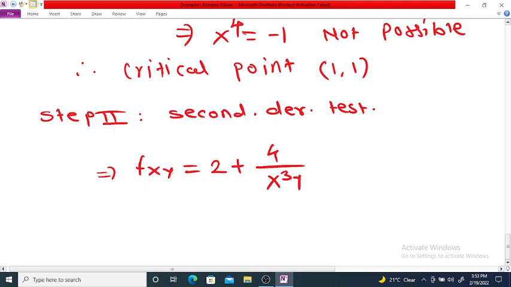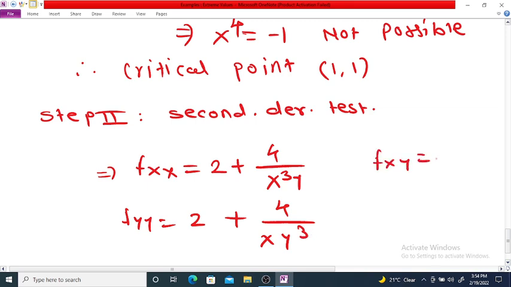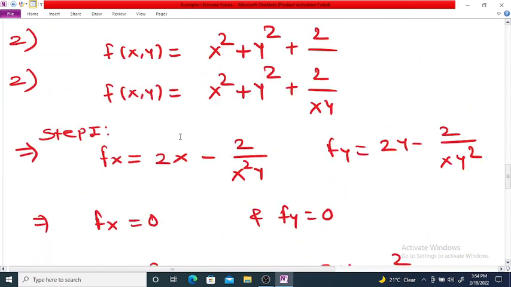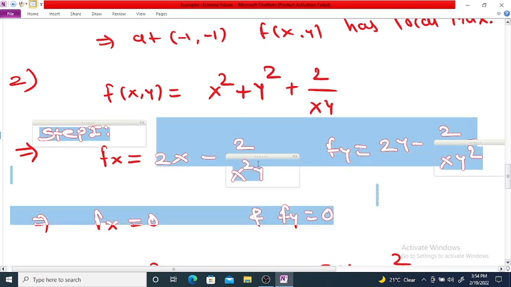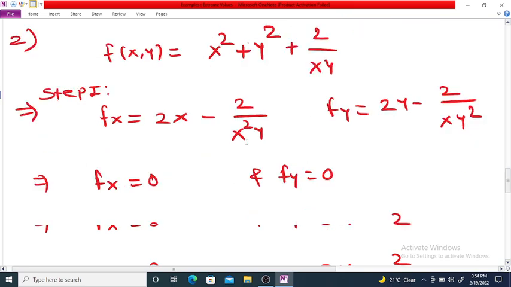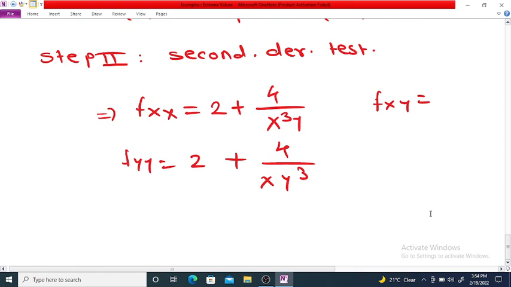Similarly, this is f_xx; f_yy is equal to 2 + 4/(xy³), and f_xy is equal to, what is f_xy? This is f_x, so f_xy is equal to 0 minus 2/(x²y²).